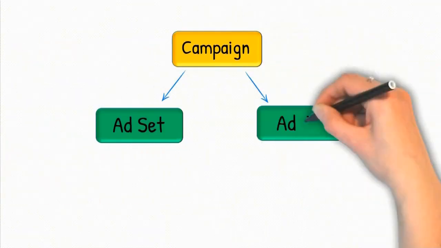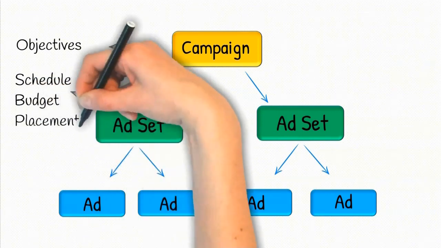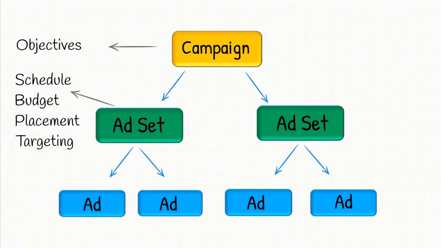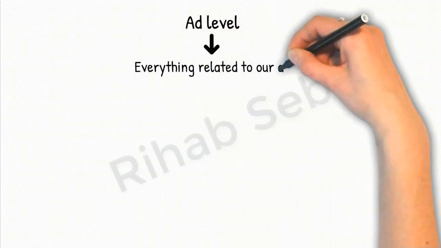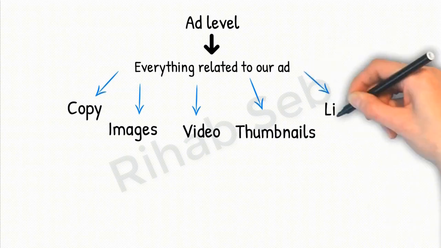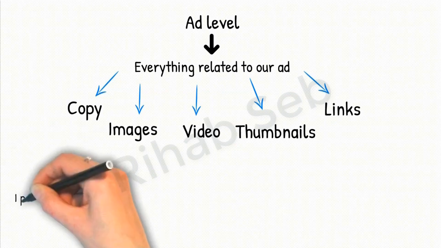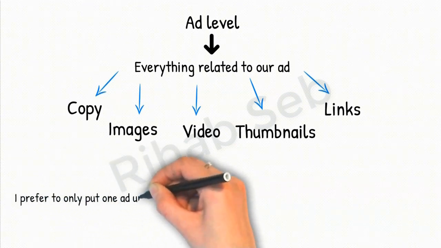After we have seen the second level, which is the ad set level, we'll move to the third level, the ad level. At this level, we choose everything related to our ad: the copy, the images, the video, the links, and everything. You can also put different ads under the same ad set, which is something I personally prefer not to do. I prefer to only put 1 ad under each ad set.